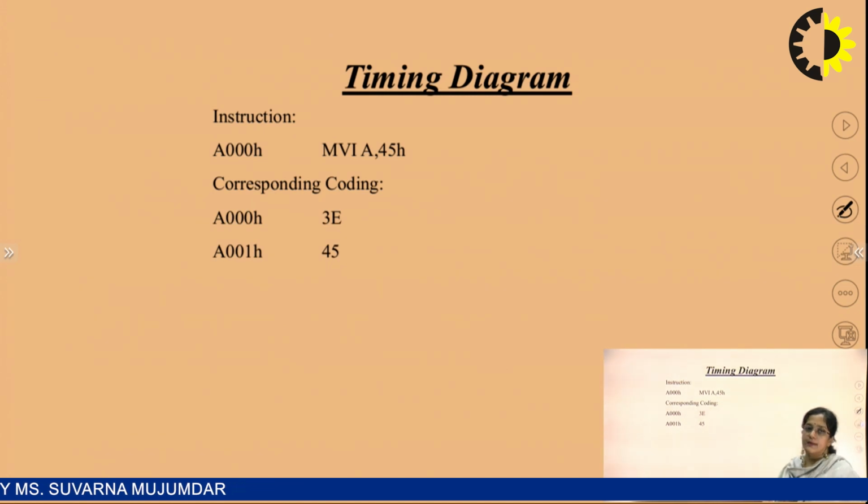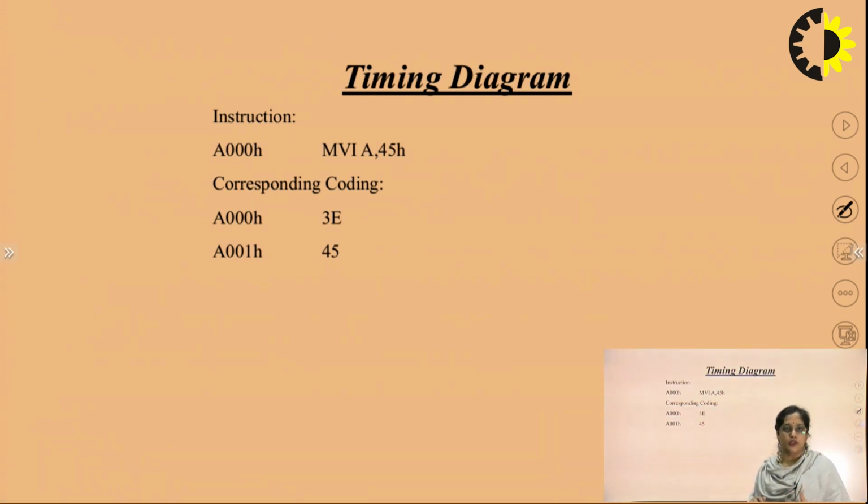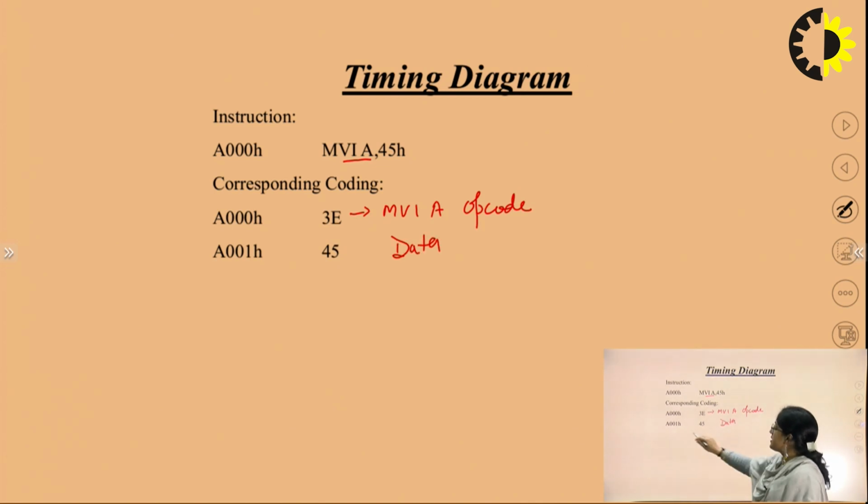Now the second example, MVI A, 45H. In this instruction, there are 2 machine operations. One is the opcode fetch. 3E is the opcode for MVI, so first this opcode will be fetched, and then the data will be fetched. This is the immediate data, stored in the next location. So there are two operations: opcode fetch, and next a memory read operation will be performed.